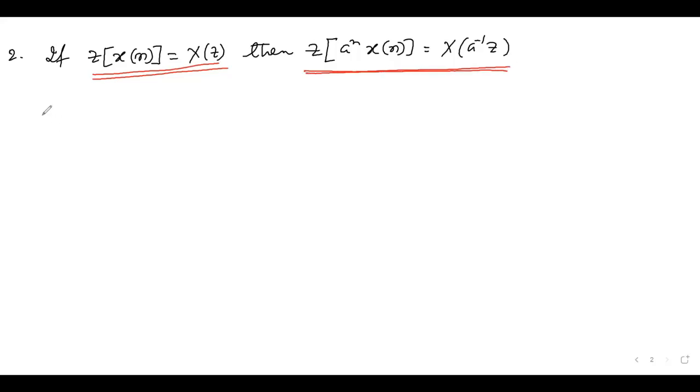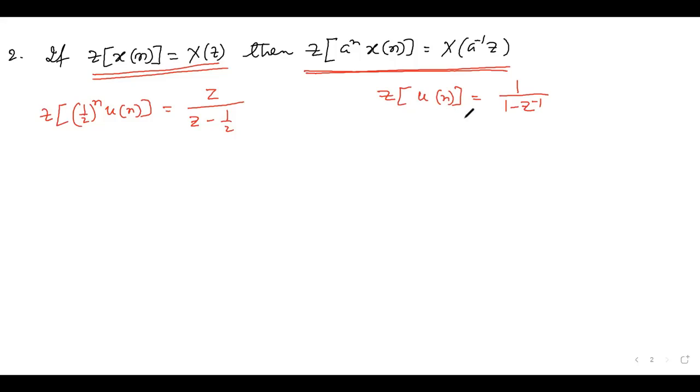For example, you can easily prove that. Say the Z transform of half to the power n u[n]. What will be the result? Z by z minus half, right? Or you can use this property. As we know, the Z transform of u[n] is 1 by 1 minus z inverse. Remember that?